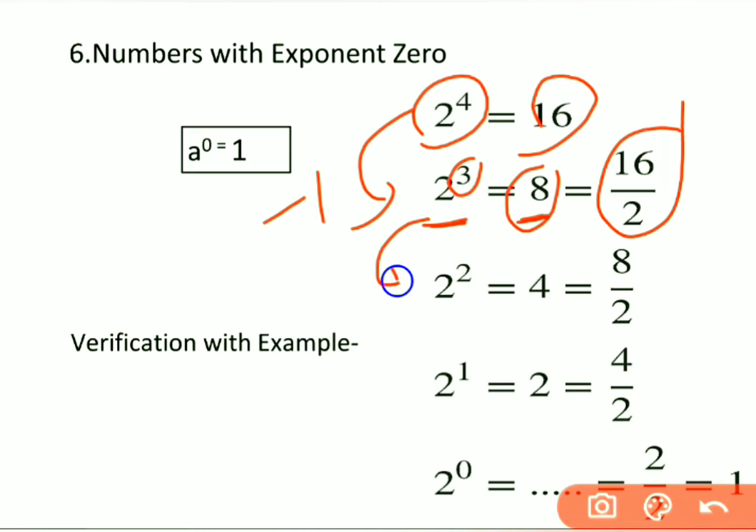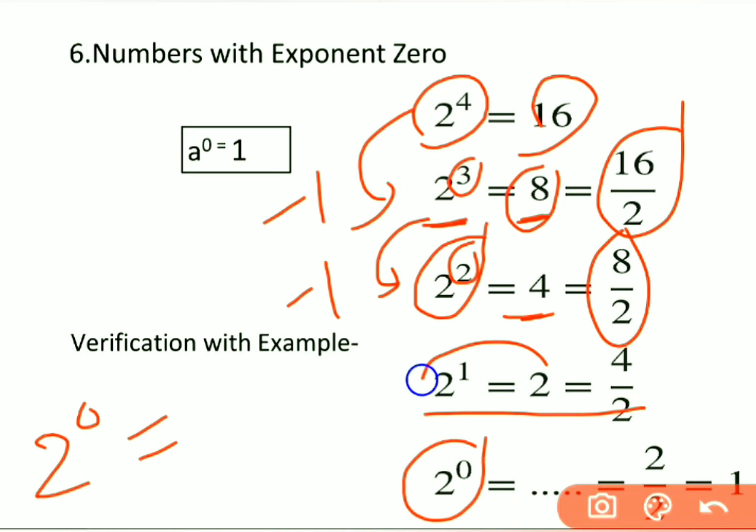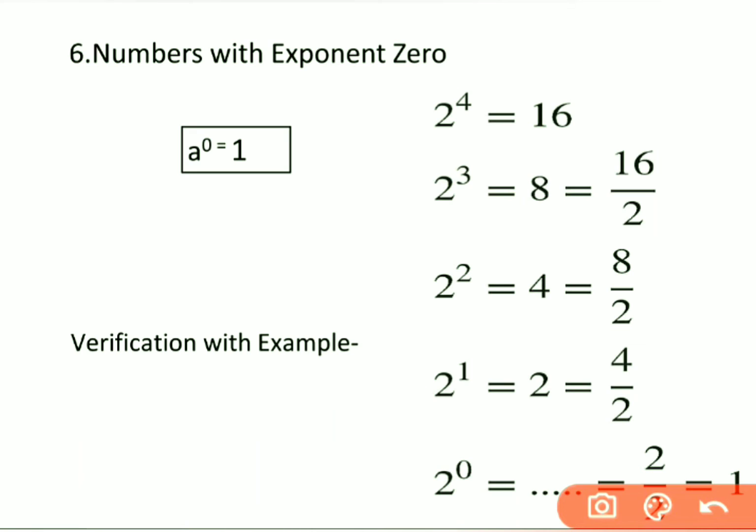Next, another time decrease the exponent by 1. This time you get exponent as 2. The value of 2 raised to the power 2 is equal to 4. You obtain this value by making the previous value, that is 8, half. And we will follow the same pattern. For finding the value of 2 raised to the power 0, make the previous value half. That is, make the previous value, that is 2, half, means 2 upon 2. You get 1. And so the law is verified.